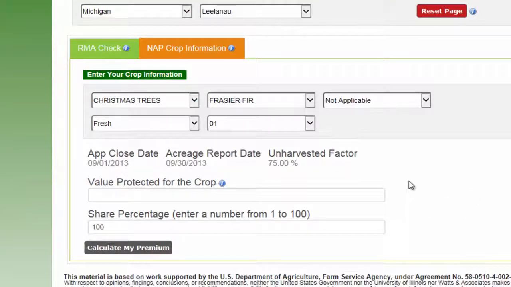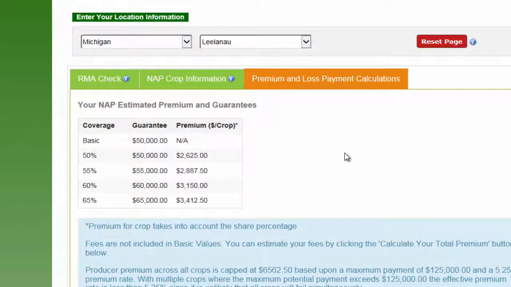This is a very different thing. You're not trying to protect some yield. You're trying to protect some value. That value can be of your whole Christmas tree farm. That value can be for a particular year you planted trees, or something along those lines. We're going to pick an example of $100,000 of value in there. Again, I'm going to say that the share percentage is 100%. I'm the sole owner receiver of this NAP coverage.